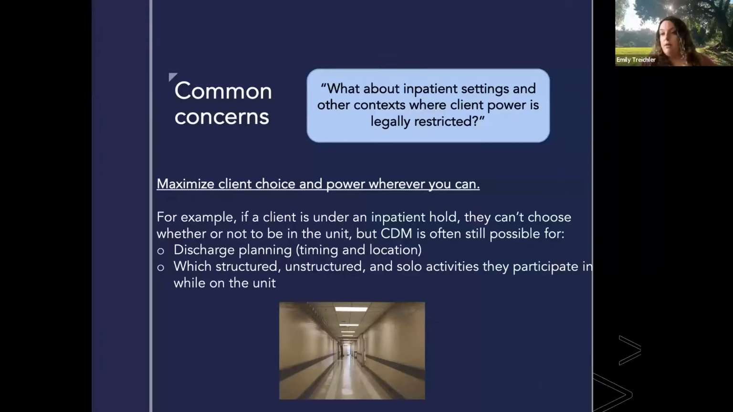If they're equally, obviously, if they're equally available. But then also the activities on the unit, we can often do decision-making about that. Which groups would they like to attend? Do they want to do rec therapy activities? Which solo activities do they want? Can we help provide them resources to activities that they found to be helpful and calming in the past?